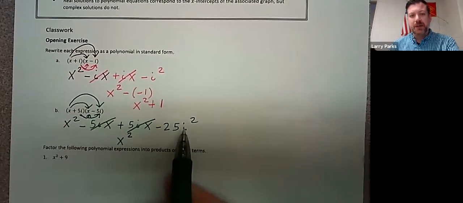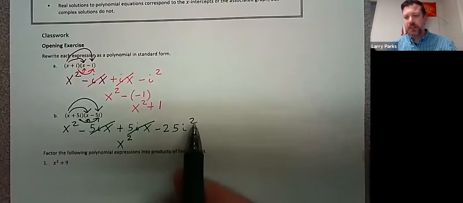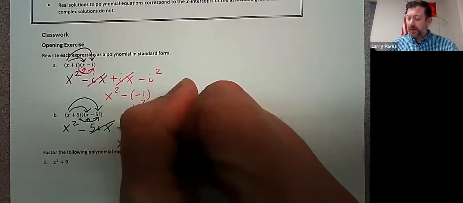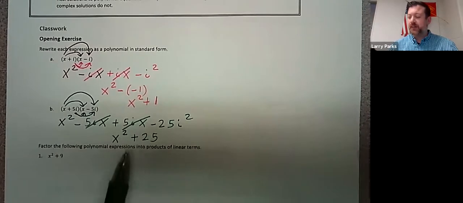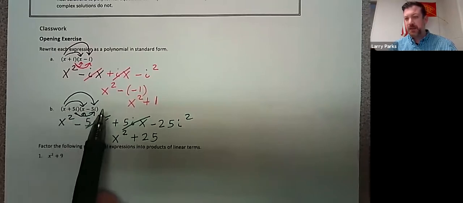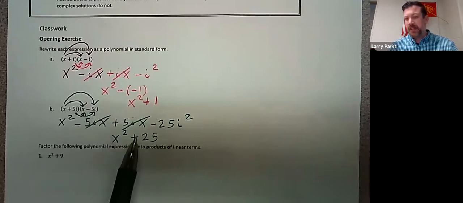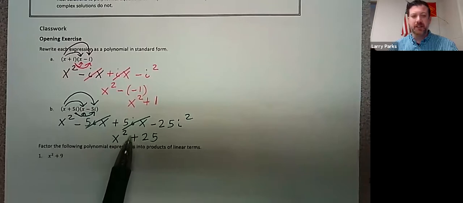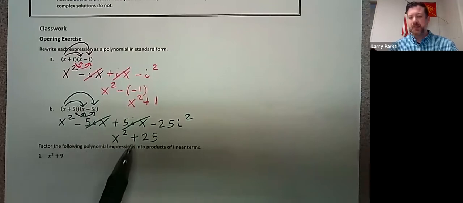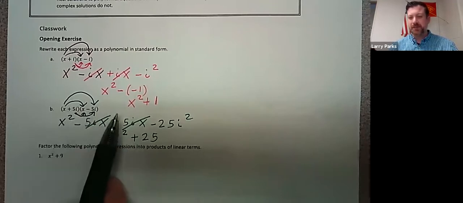And then here, i squared is negative 1. So that would be negative 25 times negative 1 would be plus 25. So if you were to factor x squared plus 25, which would mean going backwards, it would be x plus 5i, x minus 5i. And we talked about how if this was x squared minus 25, this would be x plus 5, x minus 5 without the i. But as soon as you put that plus there, you need the i's.